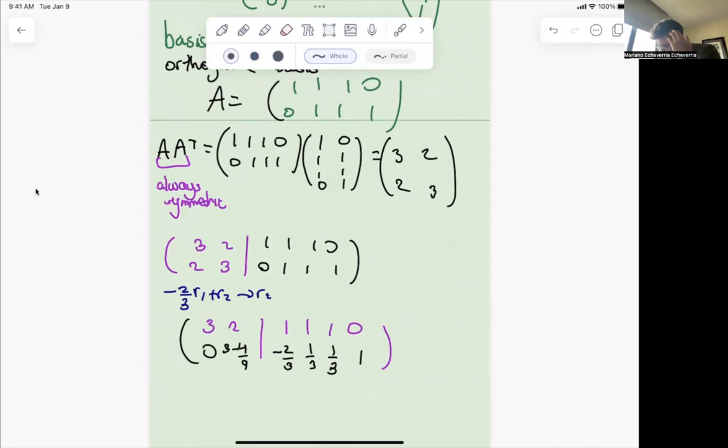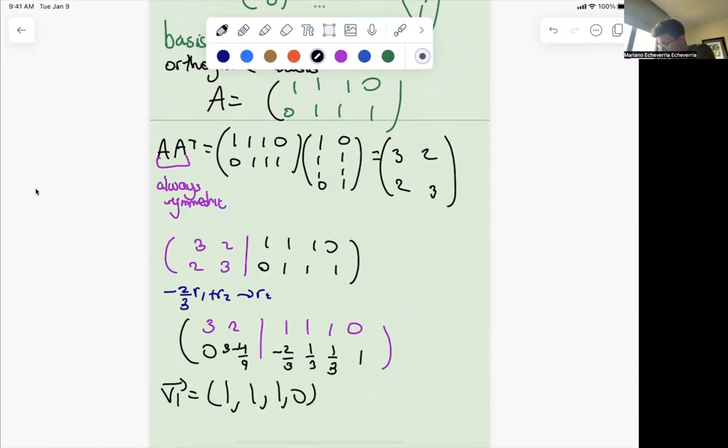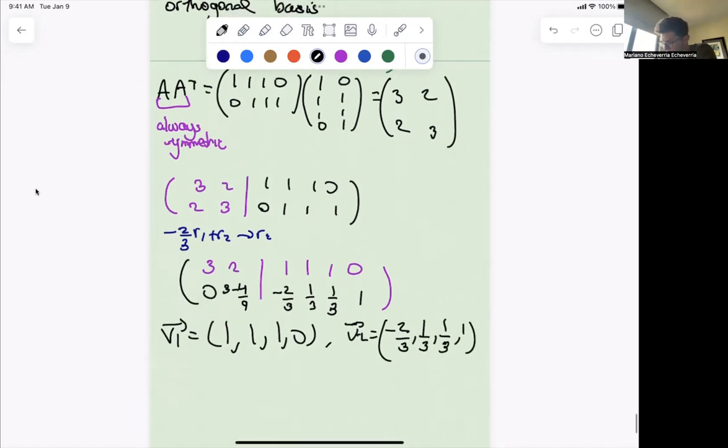Let's see. It's always good to check that you have the right numbers. And yes, we're done because this is already upper triangular. So the basis vectors are v1, 1, 1, 1, 0, and v2, which would be minus 2/3, 1/3, 1/3, 1. This is the orthogonal basis in this case.